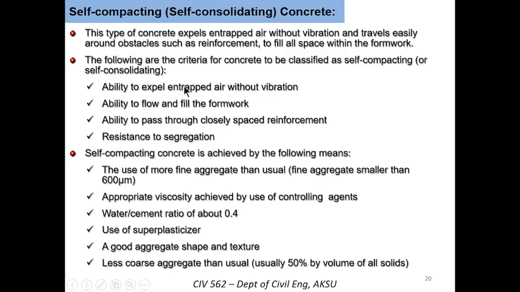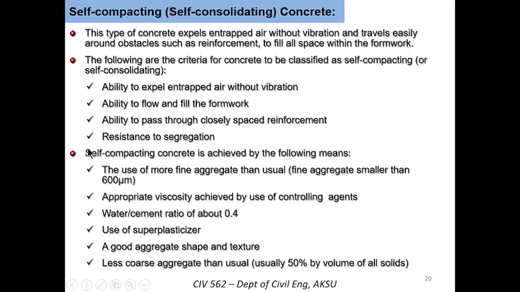So now the following are the criteria for concrete to be classified as self-compacting or self-consolidating. One is the ability to expel trapped air without vibration, ability to flow and fill the formwork, ability to pass through closely spaced reinforcement, and ability to resist segregation. So those are the criteria for concrete to be classified as self-compacting.